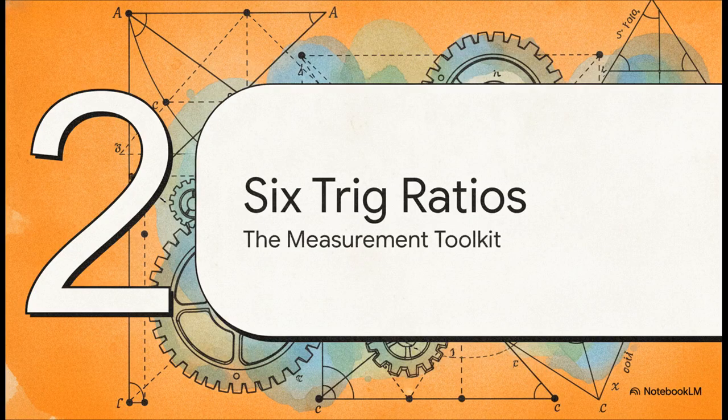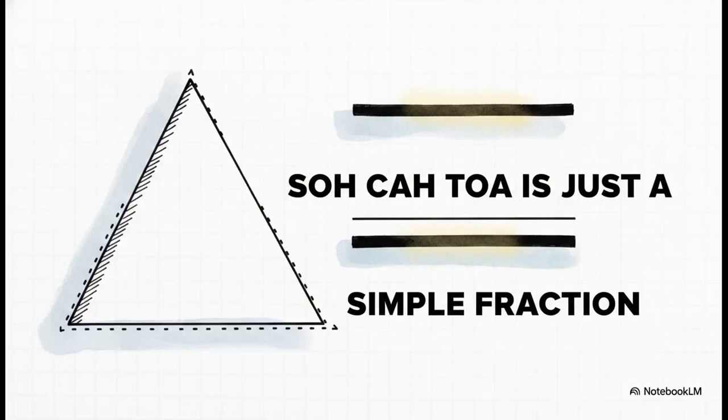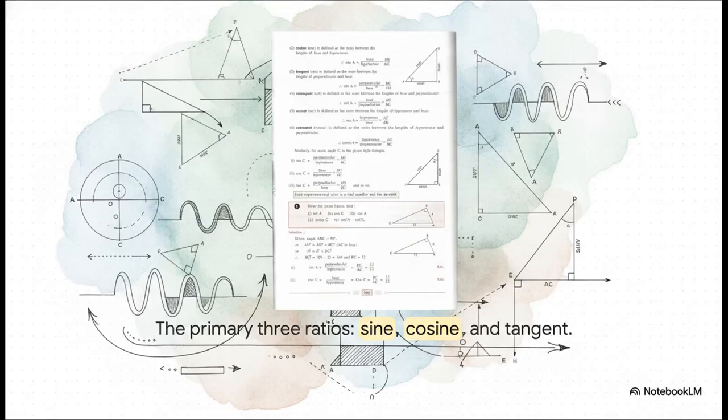Moving right along to Section 2, the 6 trigonometrical ratios. We're about to introduce some terms that sound super advanced, but I want you to keep this one simple rule in mind. A trigonometrical ratio is nothing more than a simple fraction. Really, it's just the ratio between the lengths of a pair of two sides of a right-angled triangle. You're just taking the length of one side and dividing it by the length of another. Simple as that. And that brings us to our first three main tools: sine, cosine, and tangent.